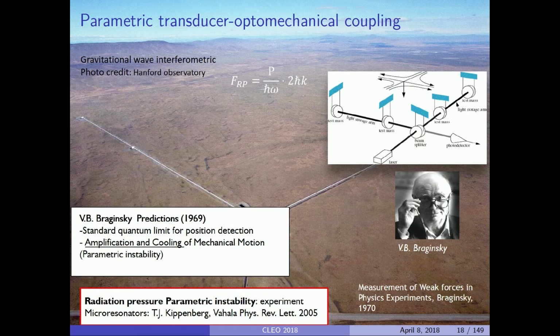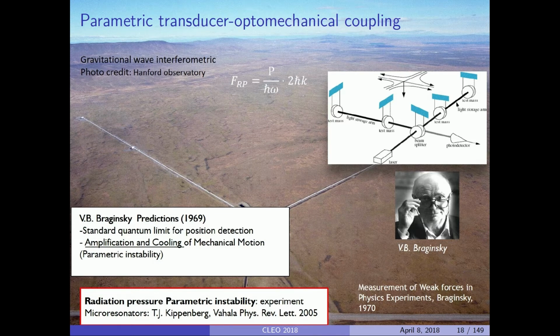So Braginsky, as said, conceived very early on this idea of using the coupling of light and mechanical motion to make very precise measurements. And he predicted already in 1969 two aspects. One is that you can amplify or cool mechanical motion. He called this effect parametric instability because it's something you want to avoid when you run an optical interferometer.